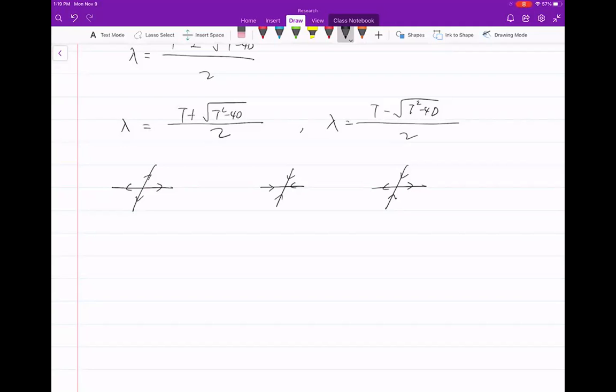All right. Now you just need to decide which case it is. Well, what do you have? Let's take a look. You have T plus this number and T minus this number. Is it positive or negative? It really depends on which number is bigger. Which number is bigger? Definitely T.